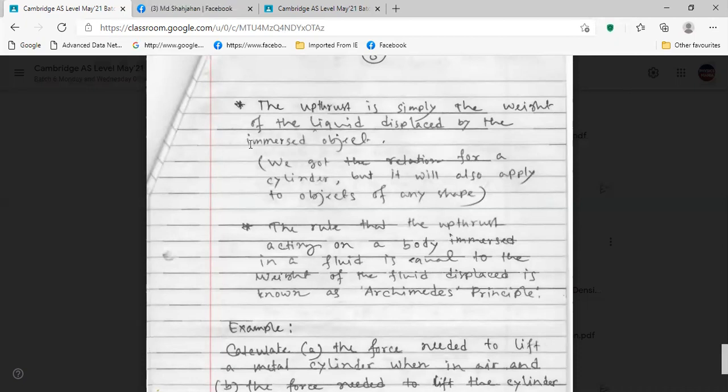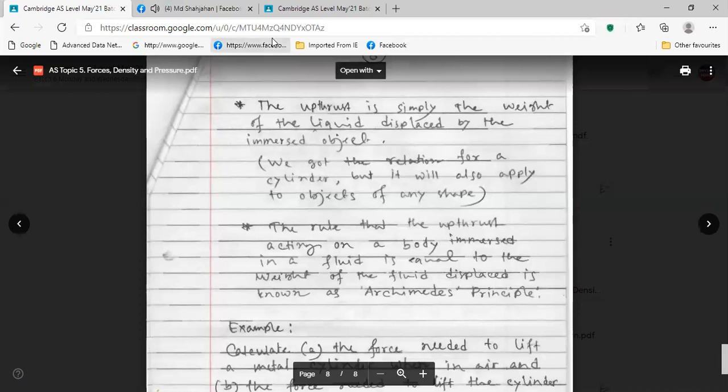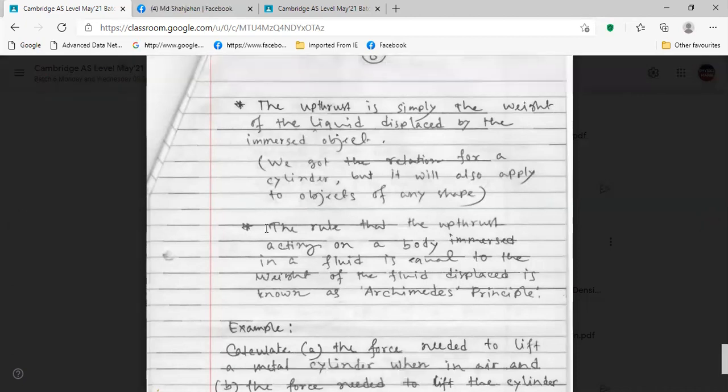Archimedes. Have you heard this name, Archimedes' principle? No, sir. Do you know something about this person, Eureka? No, sir. So, you can write these two points.